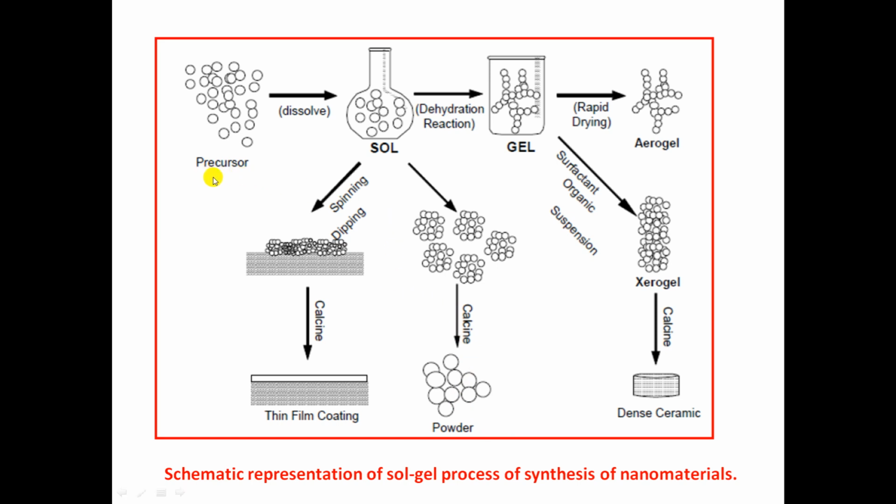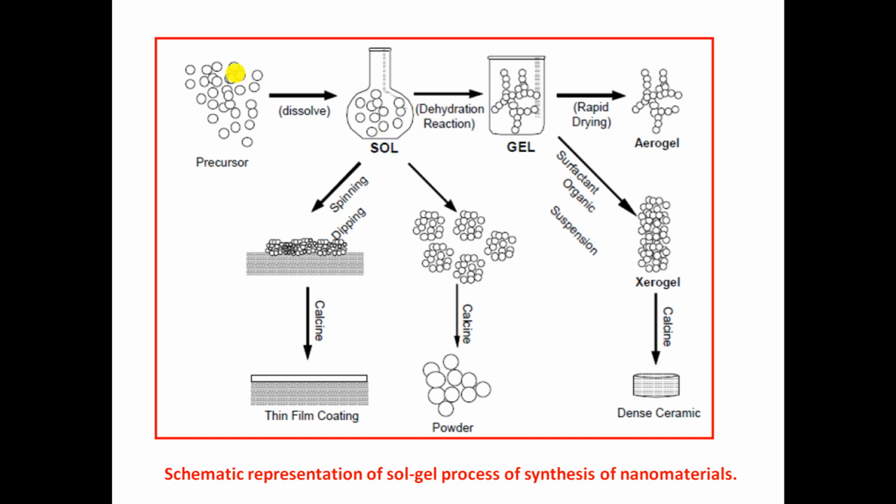The schematic diagram of the process is as shown here. First we use the precursors. A precursor is a compound that participates in the chemical reaction and produces another compound. Then these precursors dissolve and form the sol. Sol is a type of colloidal solution in which solid particles are suspended in liquid. The particles in a sol are very small.